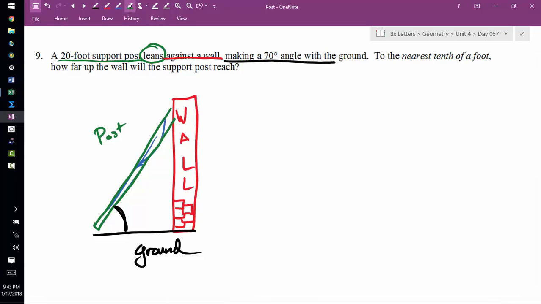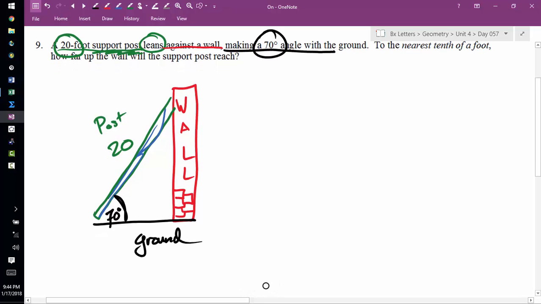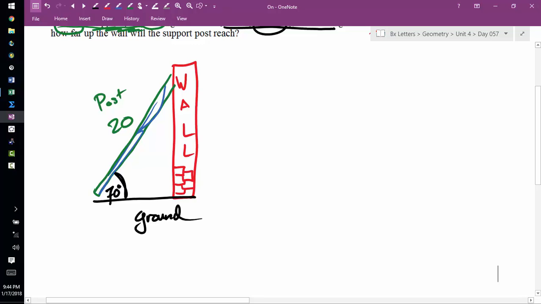Now I'm going to start labeling numbers. The thing that's 20 feet is the support post. It is that green piece, that is the 20 feet. The other piece of information they tell me is that angle is 70 degrees. What they want to know is to the nearest tenth of a foot, so I'm rounding to a tenth.